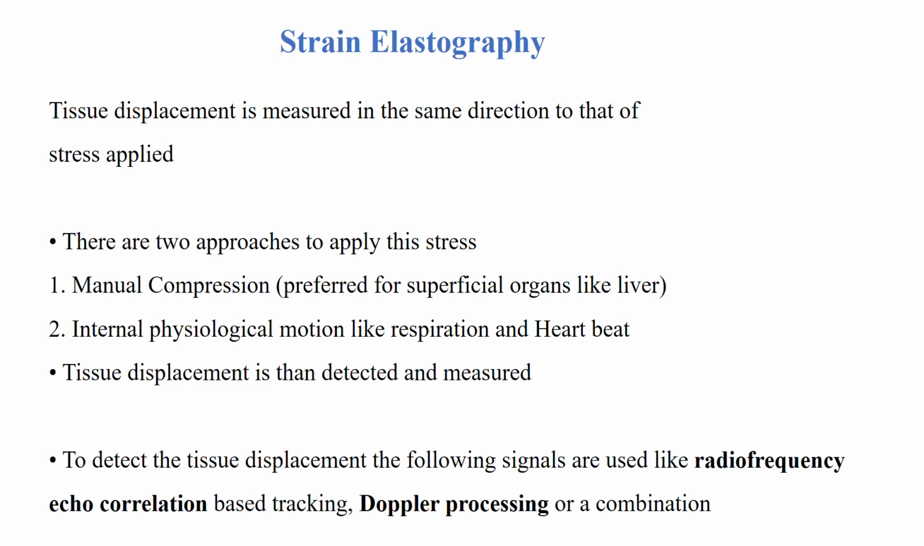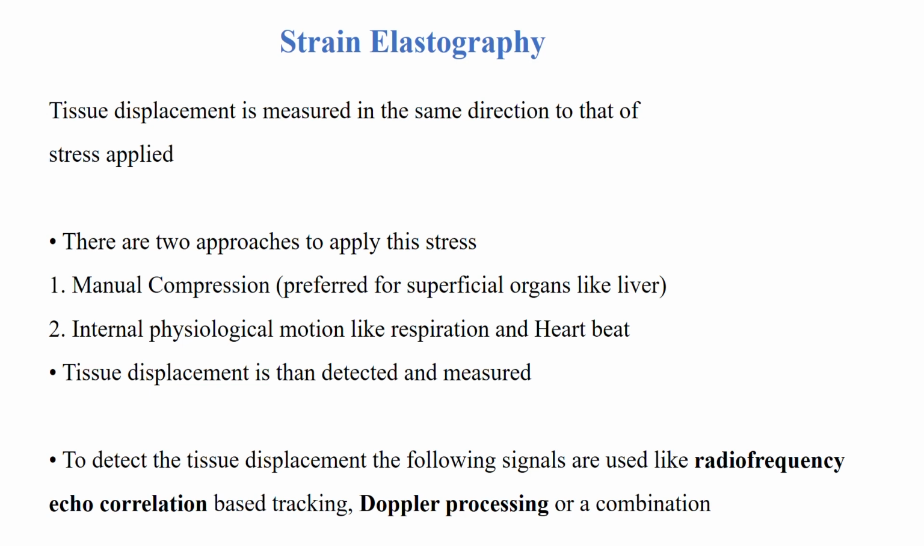So it can be done in 2 ways. Of course in the lung you cannot use manual compression, but in an organ like the liver, they have tried manual compression and looked into the elasticity of the tissue. Whereas in the case of the mediastinum, what we look at is the changes produced by physiological motions, either in the form of a respiratory breathing pattern or by the pulsations of the surrounding blood vessels. And the tissue displacement is then detected and measured.